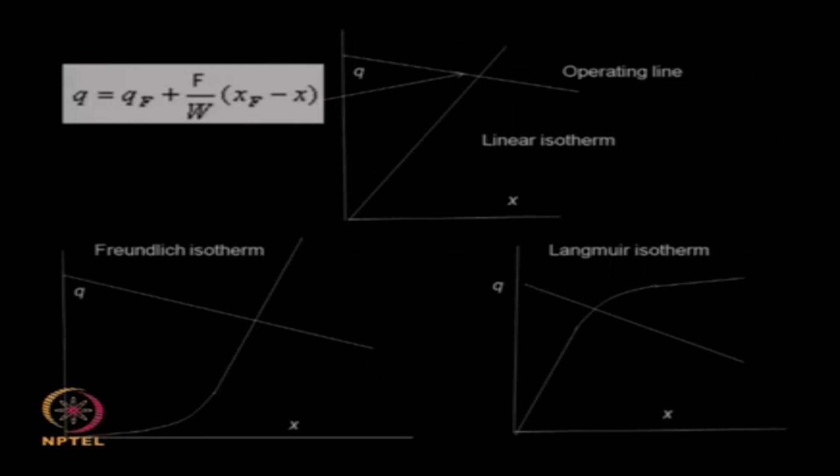So this is one way of solving these two equations in a graphical way. You draw the operating line, which is a straight line sloping downwards, and then you draw your isotherm depending upon whether it is linear, Freundlich or Langmuir, and then see where they cut. That will give you the solutions for these two equations, that is, the values of x and q. We will look at some problems later, at the end of the class or in the next class.